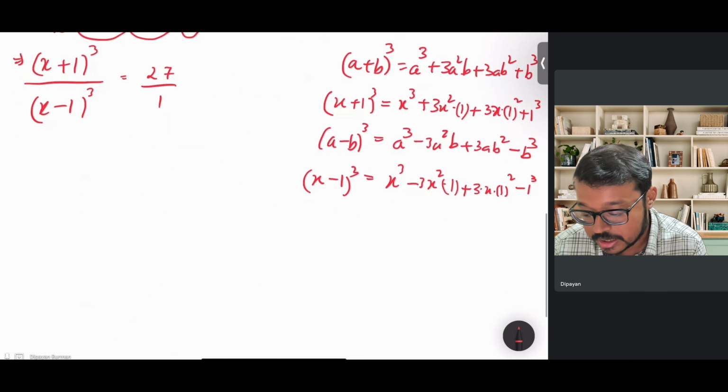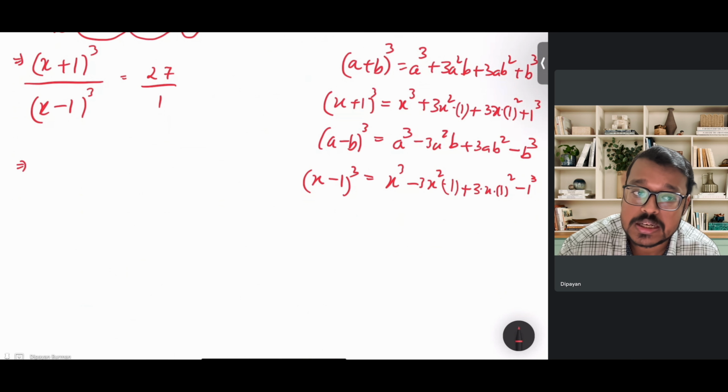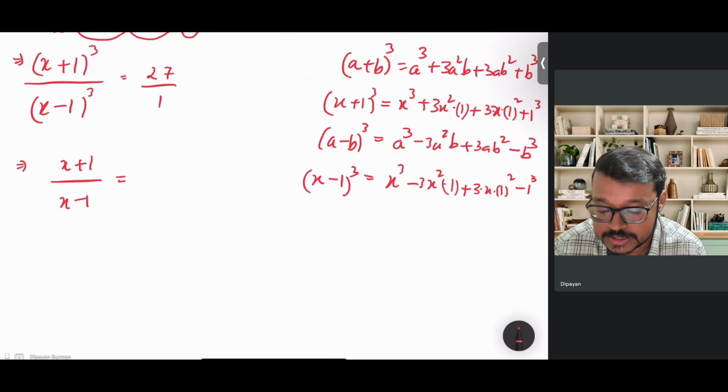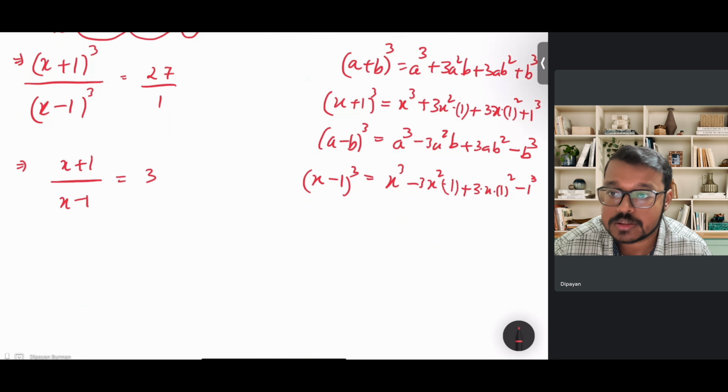Now, 27 is 3 cube. So if I take the cube root on both the sides, I will get x plus 1 by x minus 1 is equal to the cube root of 27, which is 3. 3 by 1 is 3.